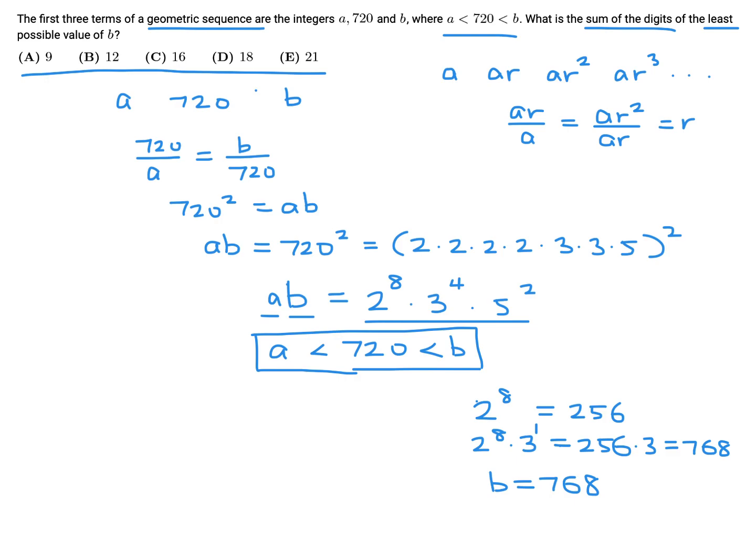So if that's my candidate for b, what is the sum of the digits? 7 plus 6 plus 8, and that is 21. 21 is E.